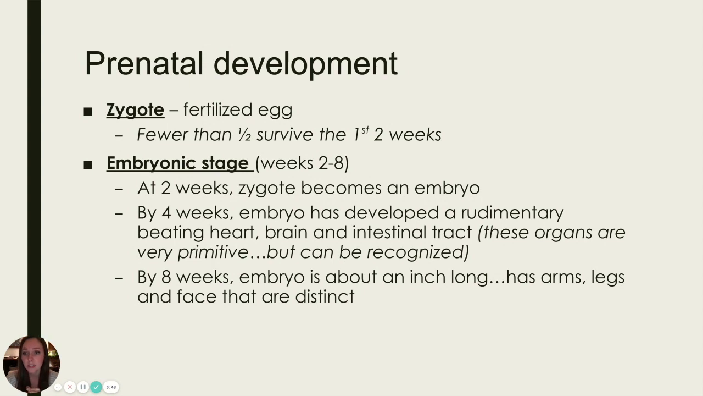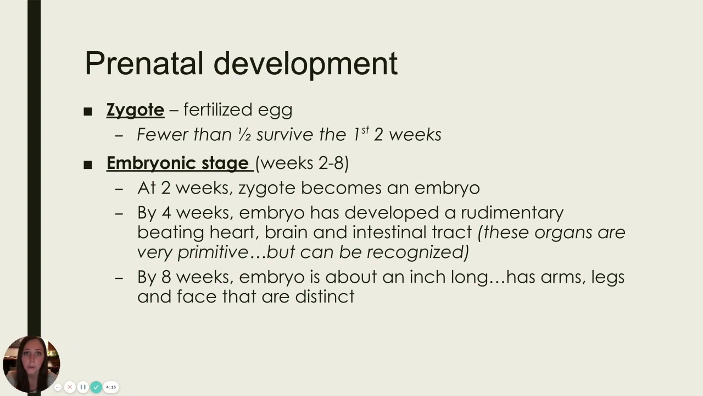You have the zygote stage. This is the fertilized egg that we just talked about. This is right here at the beginning of the pregnancy. Fewer than half survive in the first 2 weeks, right? So this would be the period that you could potentially be pregnant. You don't know that you're pregnant, and it's a big possibility that you could be and it doesn't survive, and then you don't ever know.